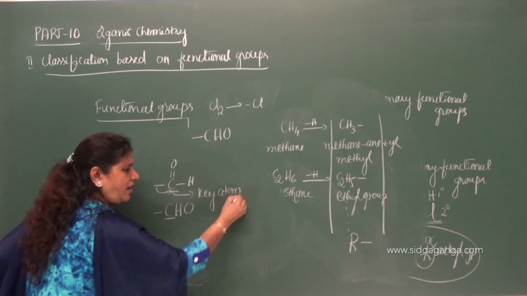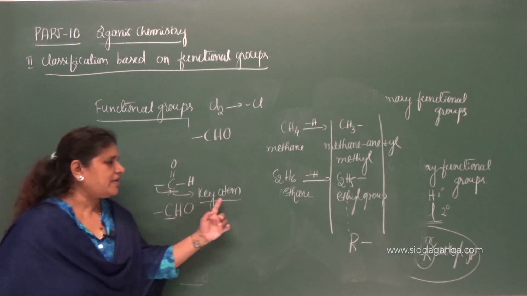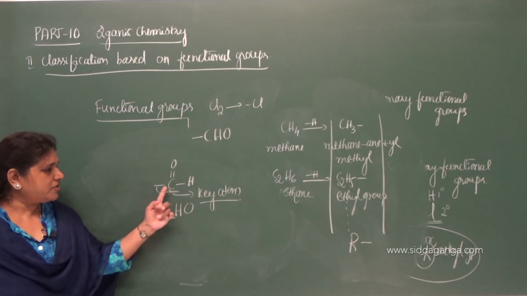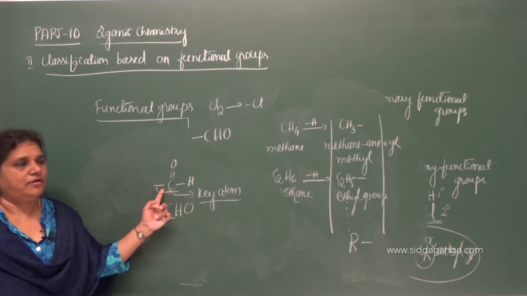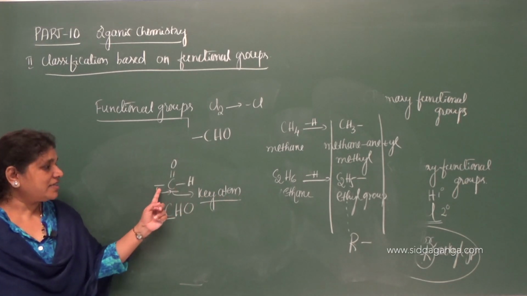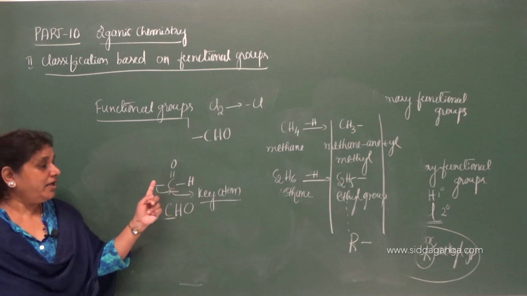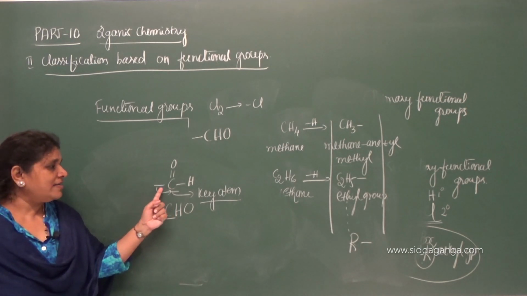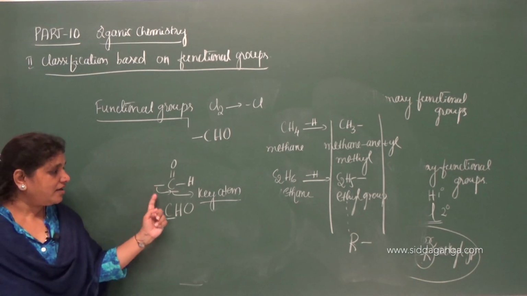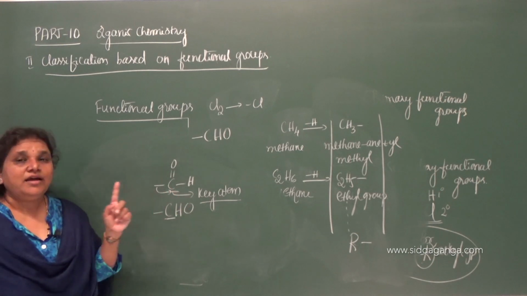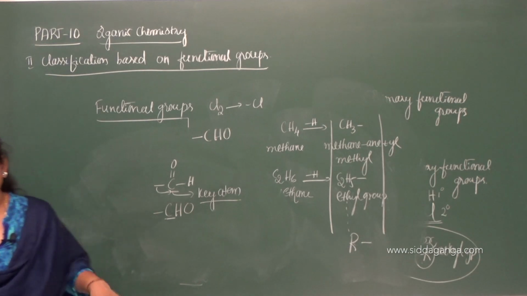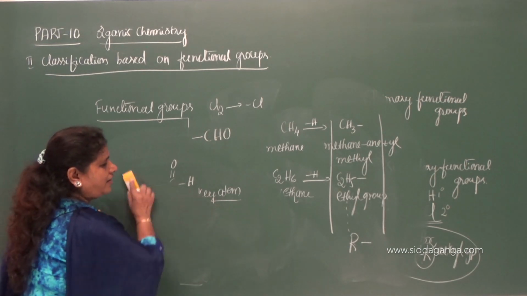What is that atom called? Key atom. Remember this, it is important. So what is the key atom? An atom which comes immediately after the hyphen in a functional group is called the key atom. This hyphen belongs to this carbon. It indicates that one valency of the carbon is vacant. Therefore, the atom immediately after the hyphen is called the key atom in a functional group. In CHO, C is the key atom.